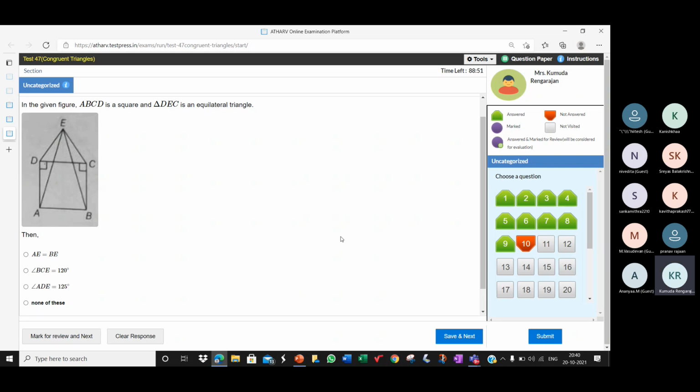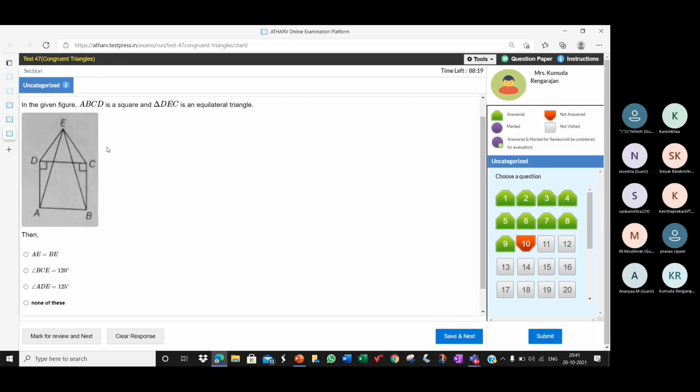What is the measure of angle ECD? 60 degrees, ma'am. What's the measure of angle BCD? Angle BCD. 90 degrees, ma'am. Then what will be the measure of this angle BCE?